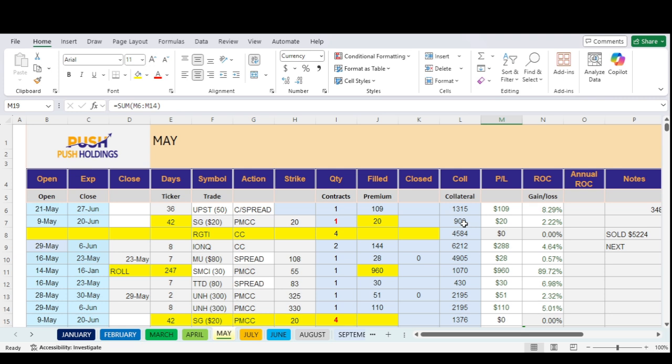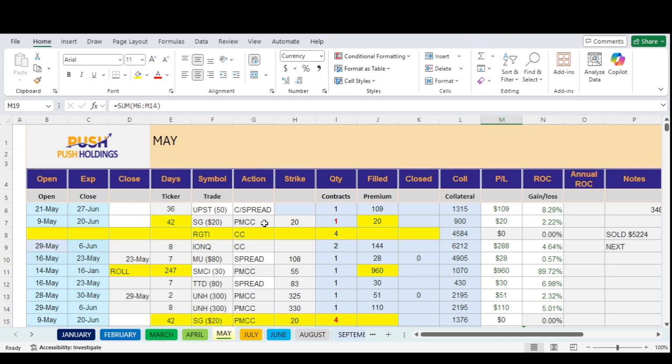The collateral for SG, or Sweetgreen, was $900. Currently, this stock is trading at way less than this. We're actually going to jump into this so I can show you. At the end of this, I did receive $20, and that's going to be closed in June. I will win this trade because I'm going to show you why in just a second. And the $20 represents a 2.2% return.